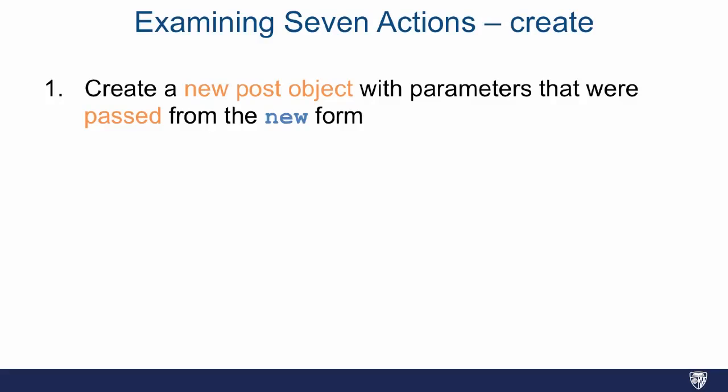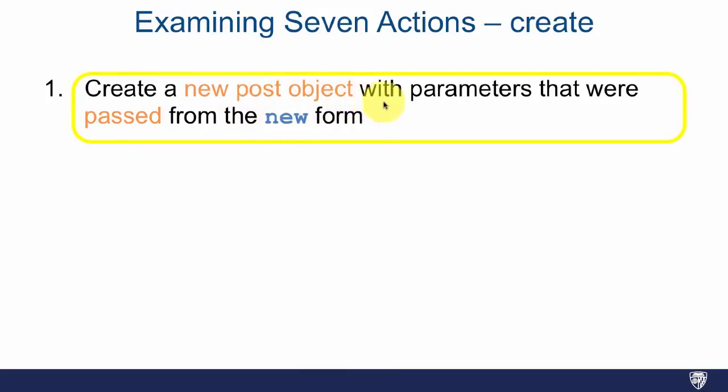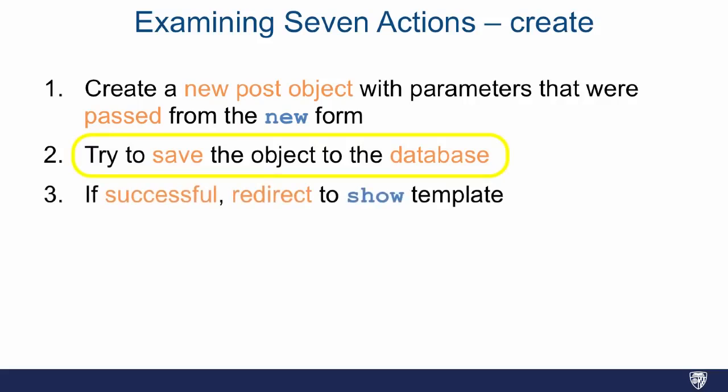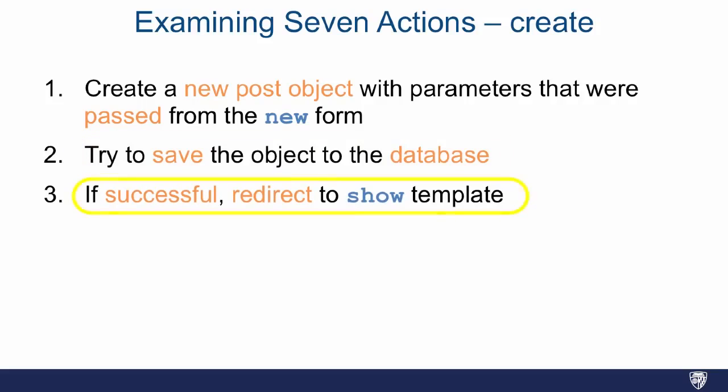And at that point, when you submit the form, it goes to the create action. Now, how does the create action work? Well, in theory, what it should do is you should be able to create a new post object with parameters that were passed in from a new form, from a new action, which generated a form. And then we're going to try to save that object to the database. And if that's successful, we're going to redirect, right?